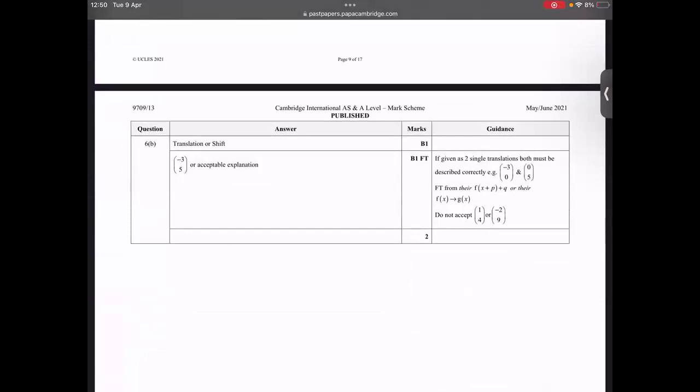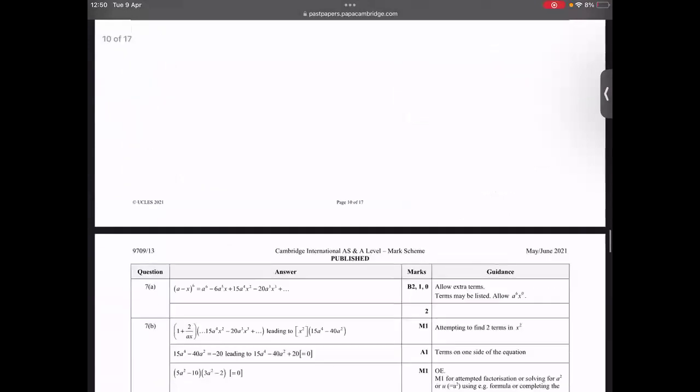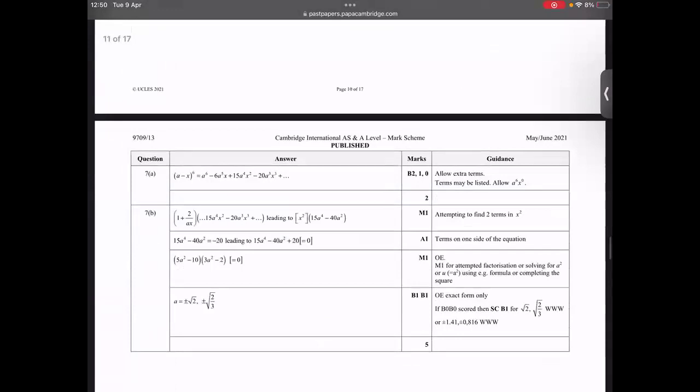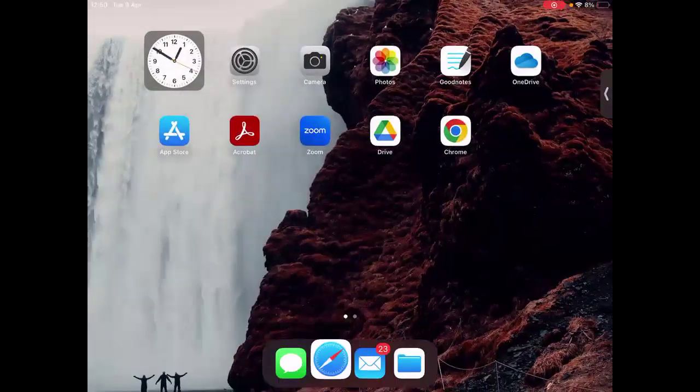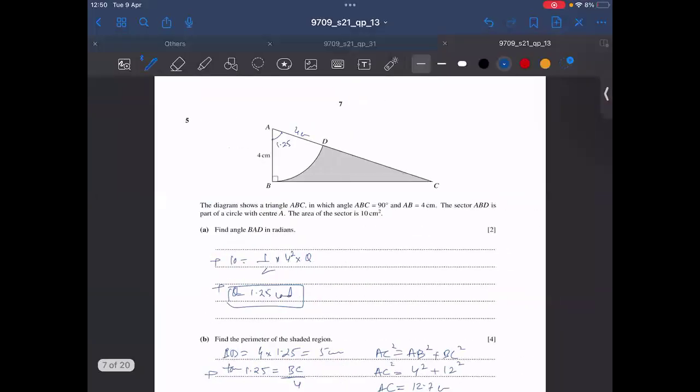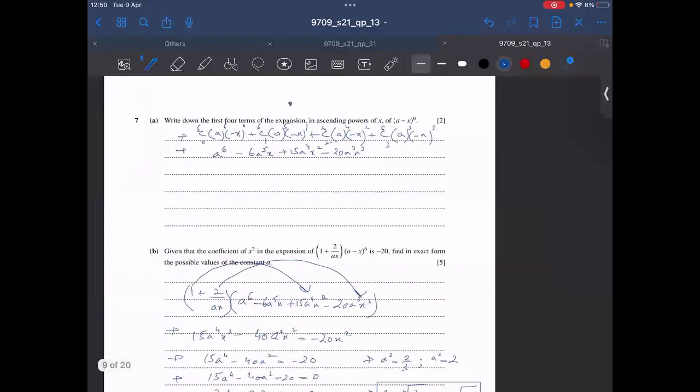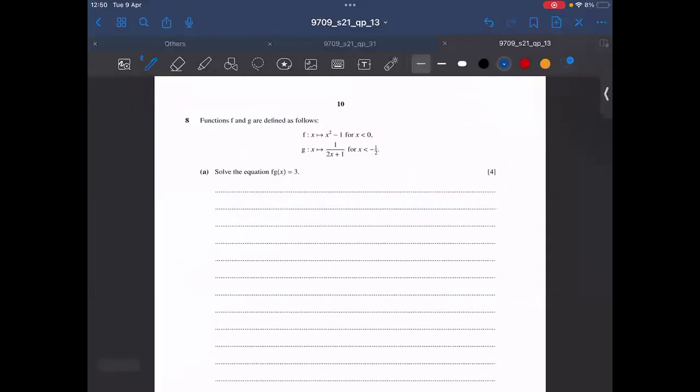Translation or shift. If given as 2 single translations, both must be described correctly. Minus 3, 0 and 0, 5. Okay, yeah. Then we have plus minus square root of 2, or 3. That's great. Mr. Iman, let's move on. We have checked the answers basically. All of them are correct.